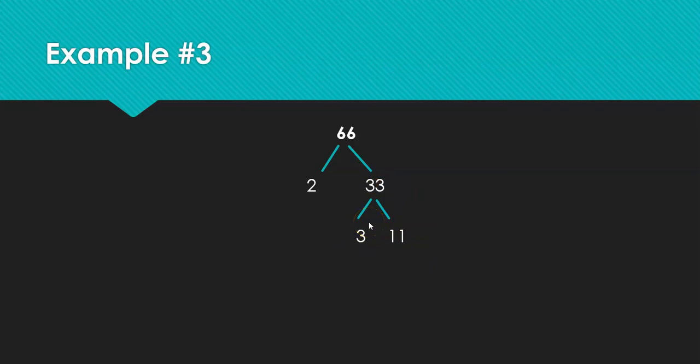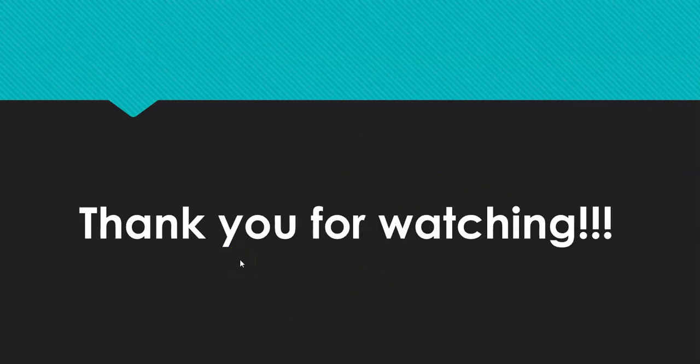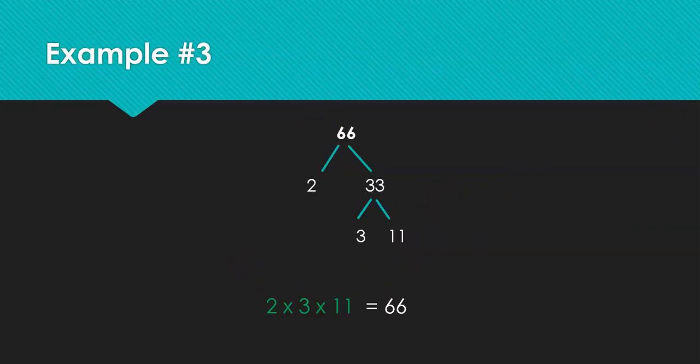Yung 3 natin is prime factor na siya. How about 11? 11, prime factor natin. Since wala na tayong factors to get 11 except yung 1 and itself. Therefore, ano mga prime factors natin? Ang mga prime factors natin is 2, 3, and 11. To check is dapat equal siya sa 66.